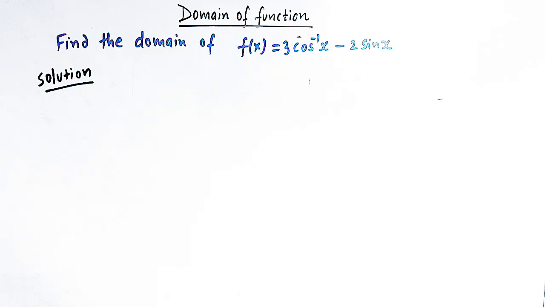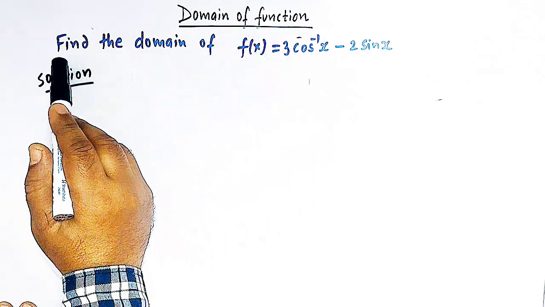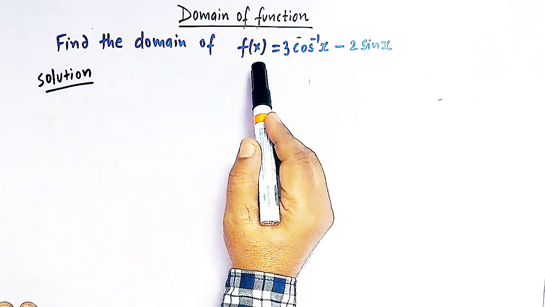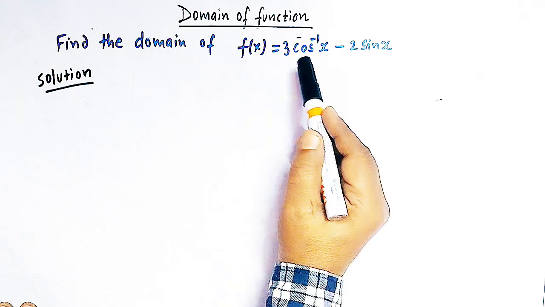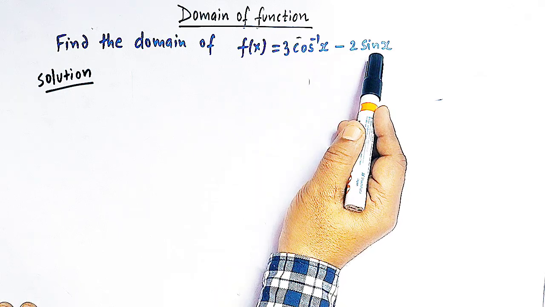Hello viewers, in today's session we are going to discuss an important problem from the domain of functions. Here we have to find the domain of this function f of x that is equal to 3 times cos inverse x minus 2 sine x, right?